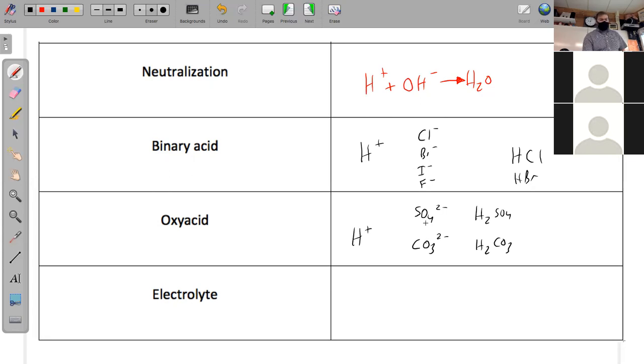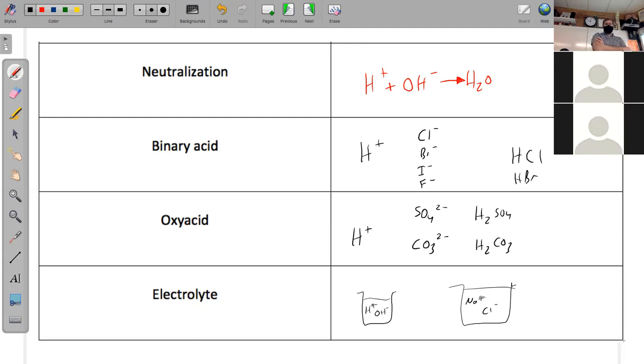An electrolyte is anything in solution that has a charge. So electrolytes are solutions that can conduct electricity, and those solutions are formed whenever you've got any kind of ion in solution. So it could be hydrogen, it could be hydroxide, but it could be anything else. If you put salt into water, you end up with sodium ions and chloride ions. Any kind of charged ion in solution allows the solution to conduct electricity.